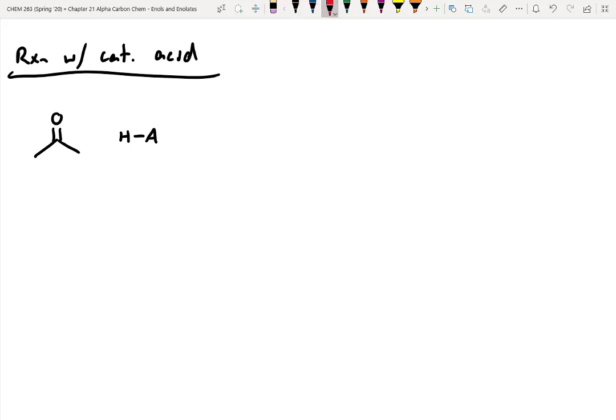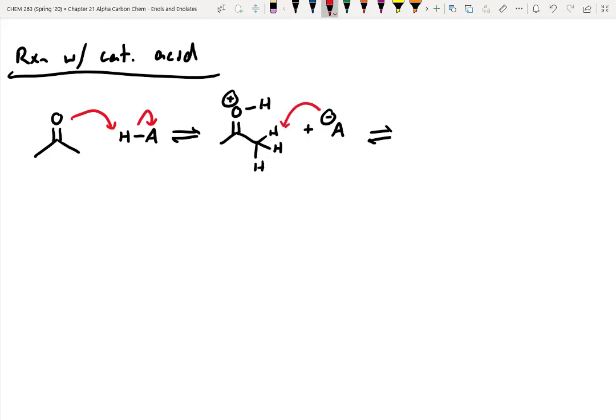What can happen is this carbonyl oxygen can grab this proton from our catalytic acid and kick off our conjugate base. This will occur under equilibrium conditions. It really depends on how strong that acid is. We'll be left with an intermediate where the oxygen is protonated, and we would have our conjugate base. However, we still have these alpha protons dangling off the end here. In this next step, under equilibrium, your conjugate base can grab one of these alpha protons.